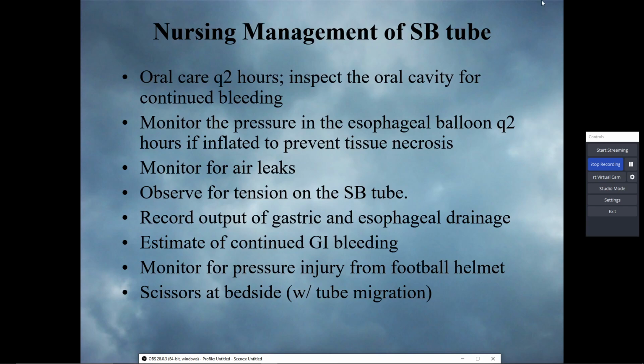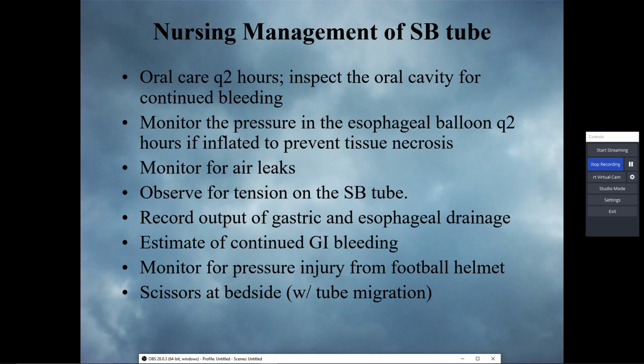This one, I guarantee you it's all over your test. How do you manage a Sengstaken-Blakemore tube? Oral care every 2 hours, just like a patient that's intubated, because they most likely will be intubated. Monitor the pressure of the esophageal balloon? Absolutely, because you can have too much pressure. Monitor for air leaks. You can have too little pressure. Observe for tension on the tube. Record output of gastric and esophageal drainage. What does it look like? How much? How often? Estimate the continued GI bleeding. Absolutely. I need to know what my loss values are.